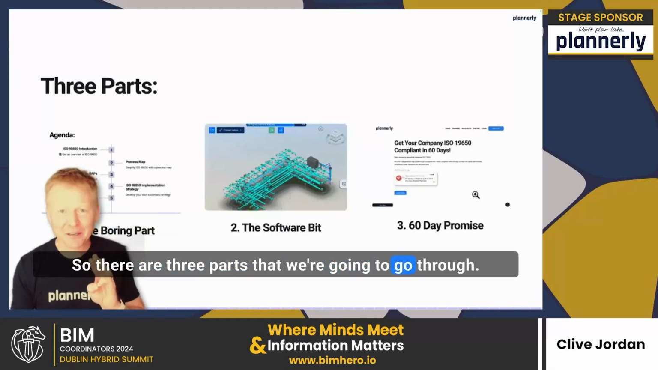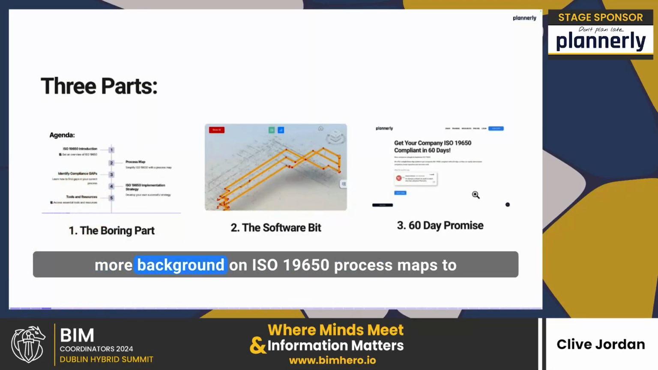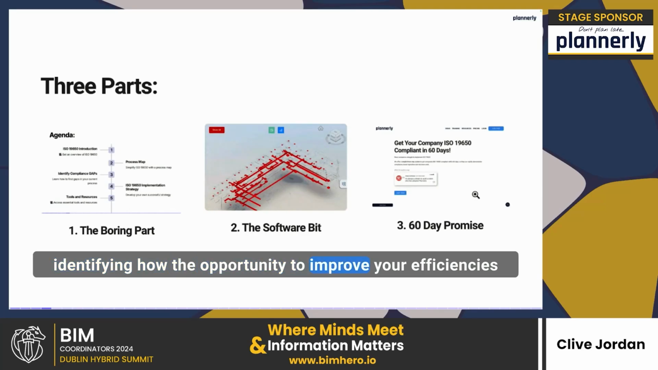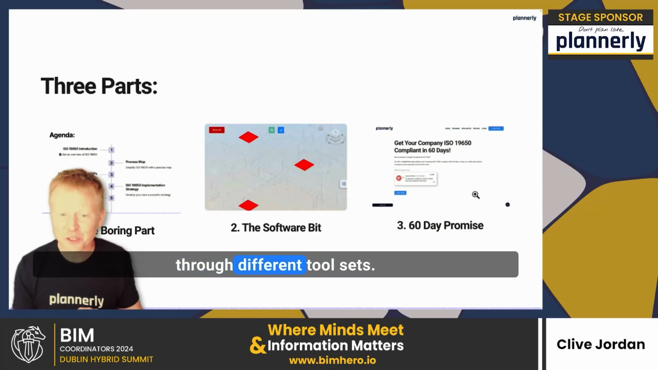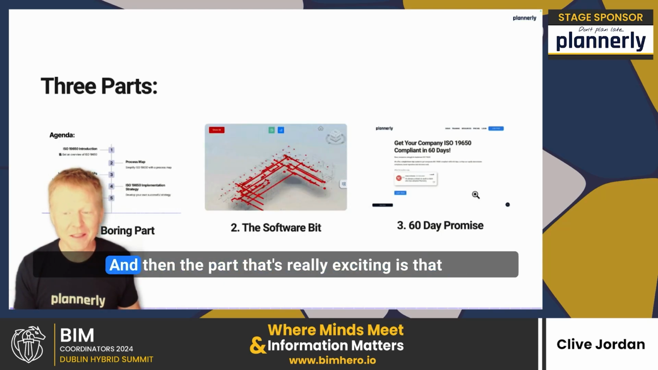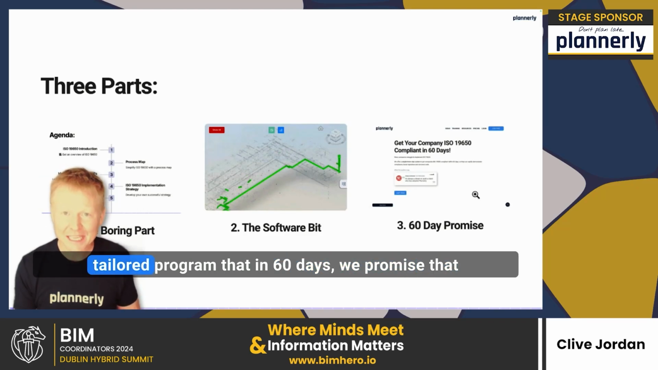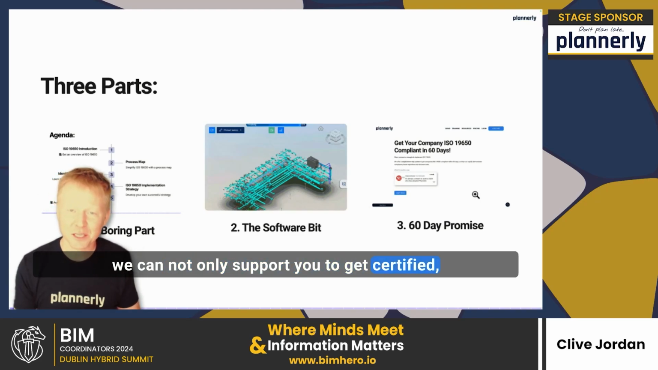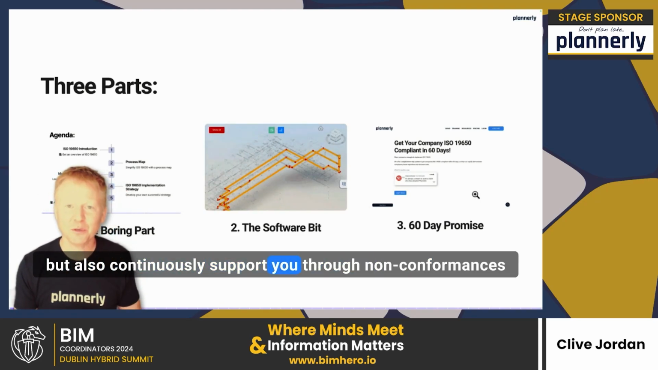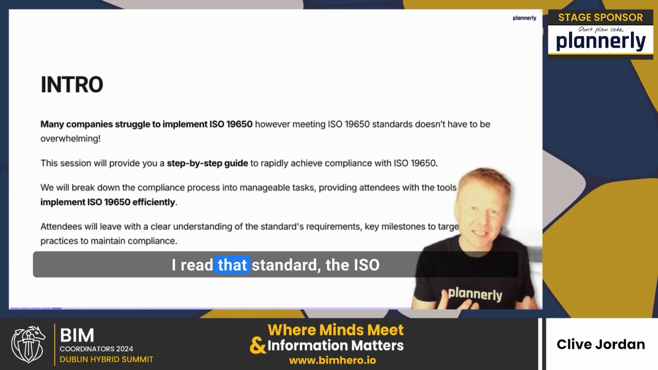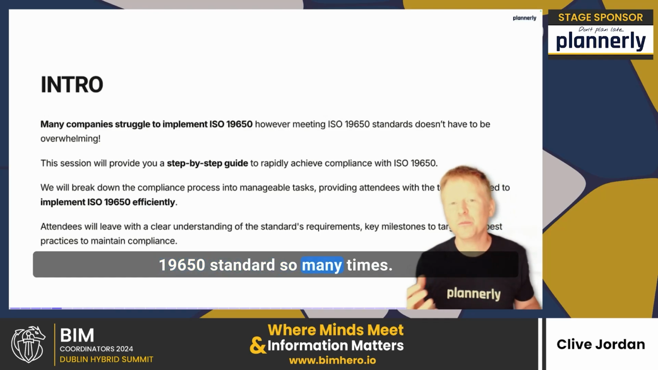So there are three parts that we're going to go through. The first is the boring part: a bit more background on ISO 19650, process maps to simplify things, lots of resources, identifying gaps and identifying the opportunity to improve your efficiencies through different tool sets. Then we'll get into the software bit, talk a bit more about Plannerly and how it can help. And then the part that's really exciting is that tailored program that in 60 days, we promise that we can not only support you to get certified, but also continuously support you through the non-conformances and improving efficiencies at your company as well.